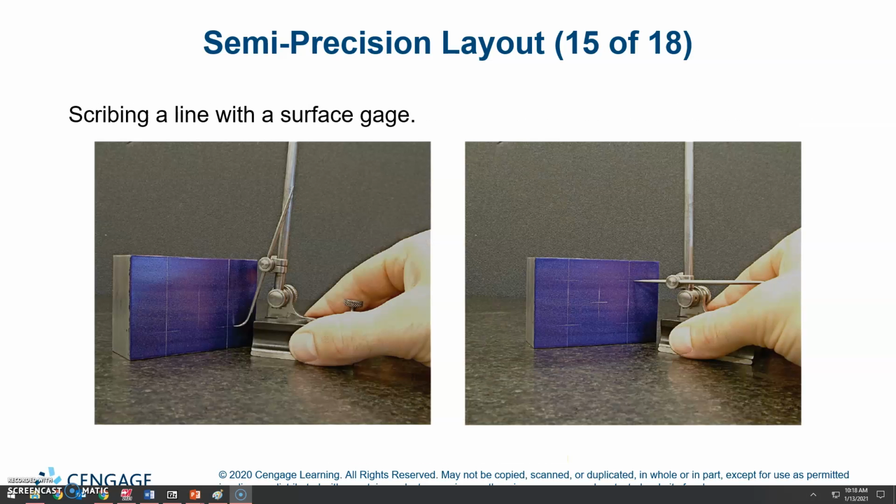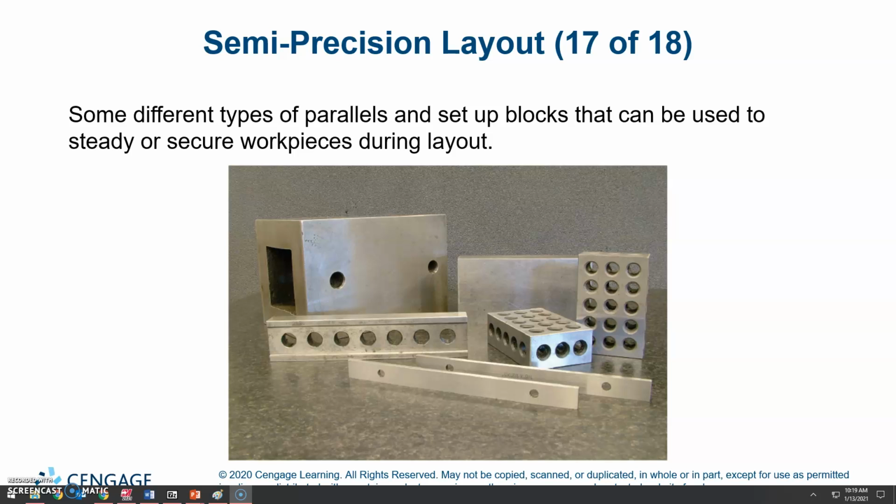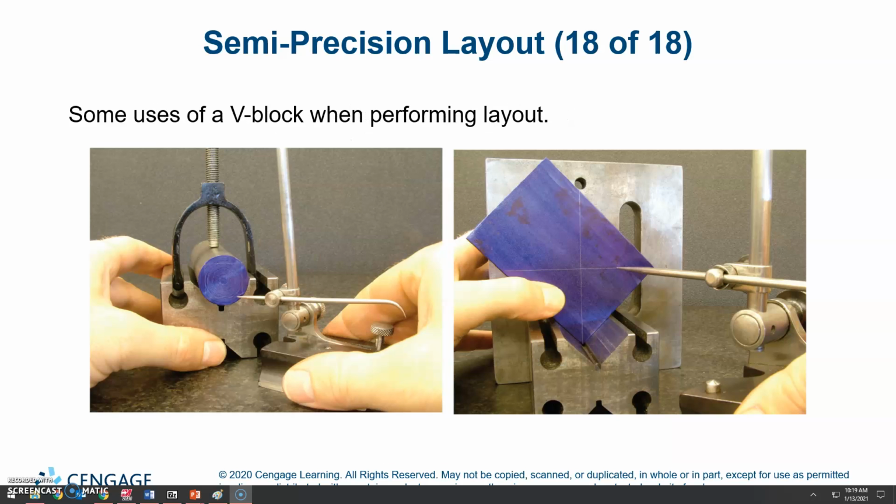Scribing a line with the surface gauge, so you just put it up there and slide it to make a scratch. Scribing a line parallel to the surface plate using the angle plate. And some different types of parallels and setup blocks that can be used to steadily secure your workpiece during layout. Some uses of a V-block when performing layout. So you just got it clamped in there so you can scribe the lines. And on the right you got a V-block so you can do it at a 45-degree angle.